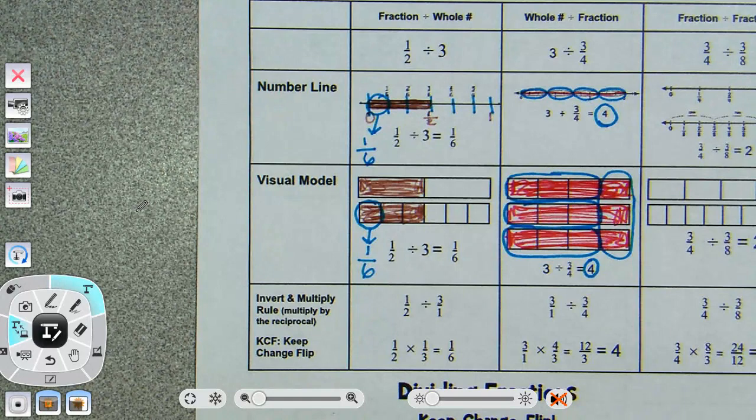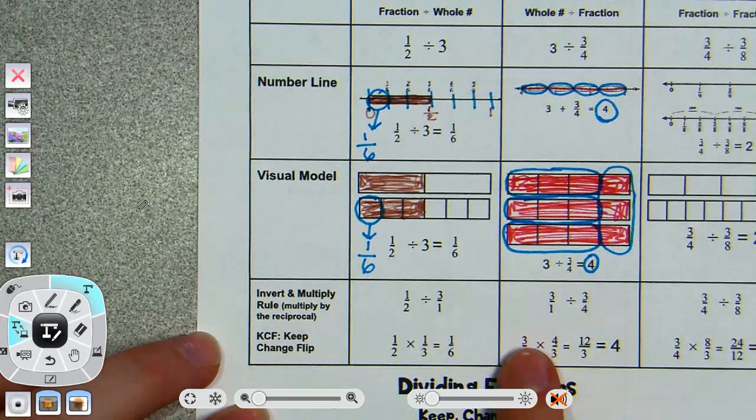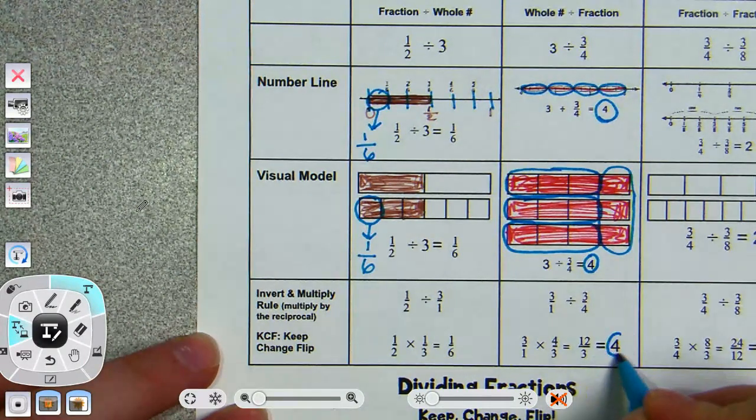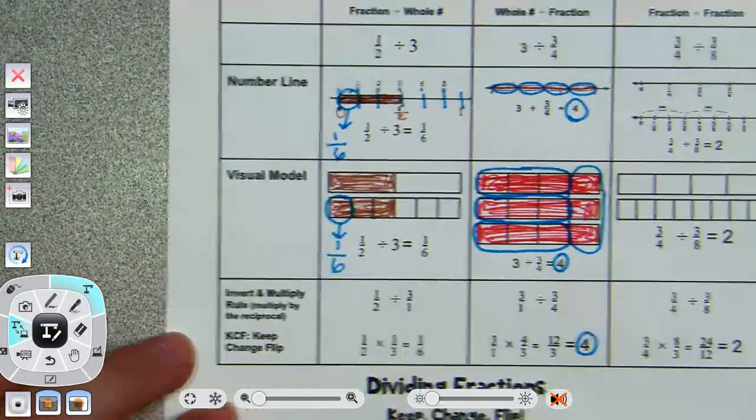Let's see if our keep, change, flip rule works again. So we had 3 whole pizzas divided by 3/4. We kept the 3 wholes. We changed it to multiplication. We flipped it to be 4/3. When we multiplied the numerators, 3 times 4 is 12. 1 times 3 is 3. And since that's improper, we can divide. And 12 divided by 3 is 4 platters. So our invert and multiply rule works once again.